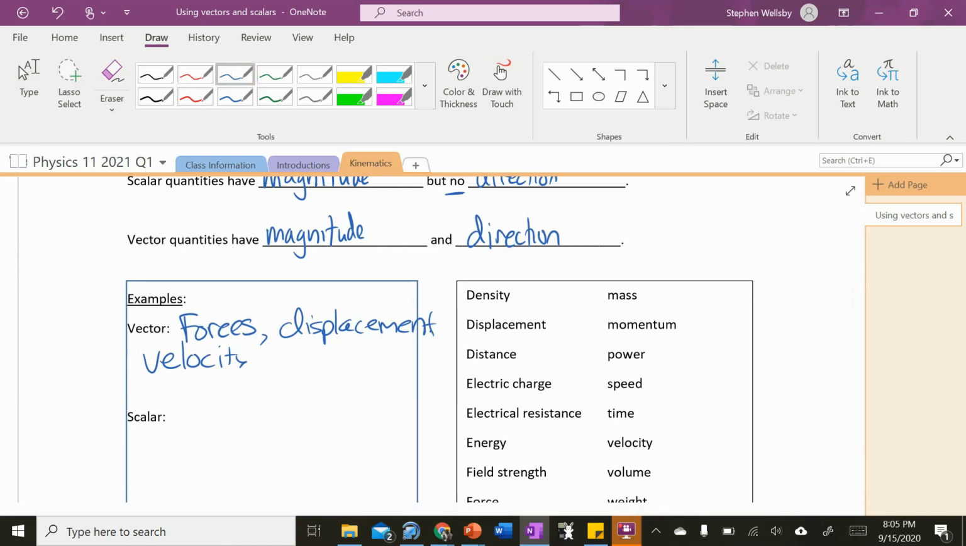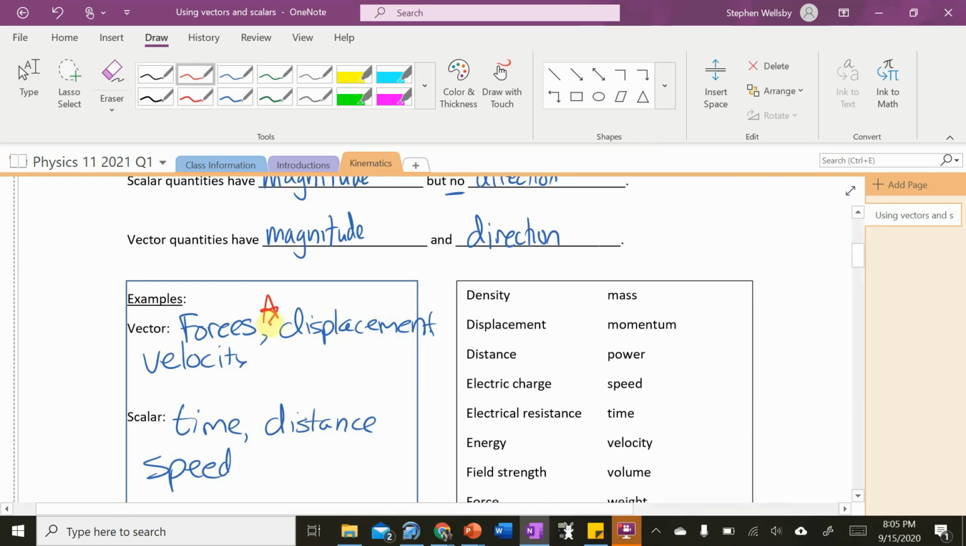If we're looking at scalars, some of those might be time. Time is a scalar. We just say it's 2 minutes. We don't say it's 2 minutes upwards or 2 minutes backwards or 2 minutes to the left or right. Another one is distance, being a scalar, and speed.